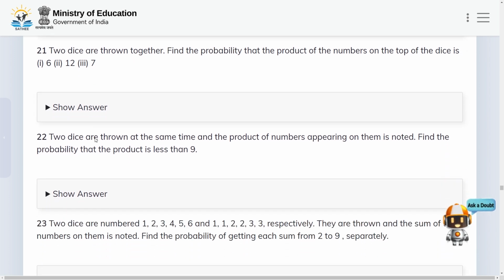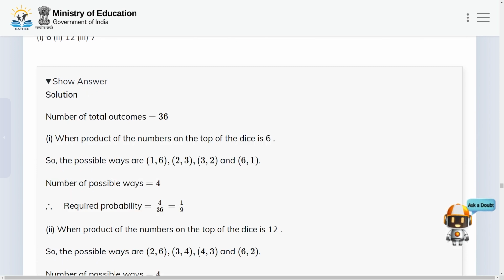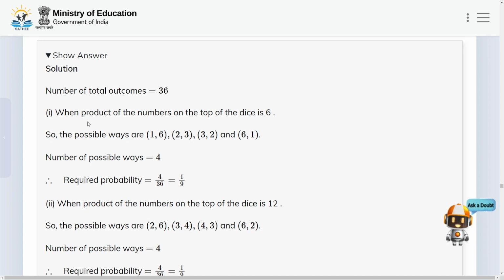In the next problem, two dice are thrown together, and we find the probability that the product of the numbers on the top of the dice is 6, 12, and 7. So let us see the answer. Here the number of total outcomes is equal to 36, and when the product is 6, the possible ways are (1,6), (2,3), (3,2), and (6,1). So the number of possible ways is equal to 4, and therefore the required probability is 4 by 36, that is equal to 1 by 9.